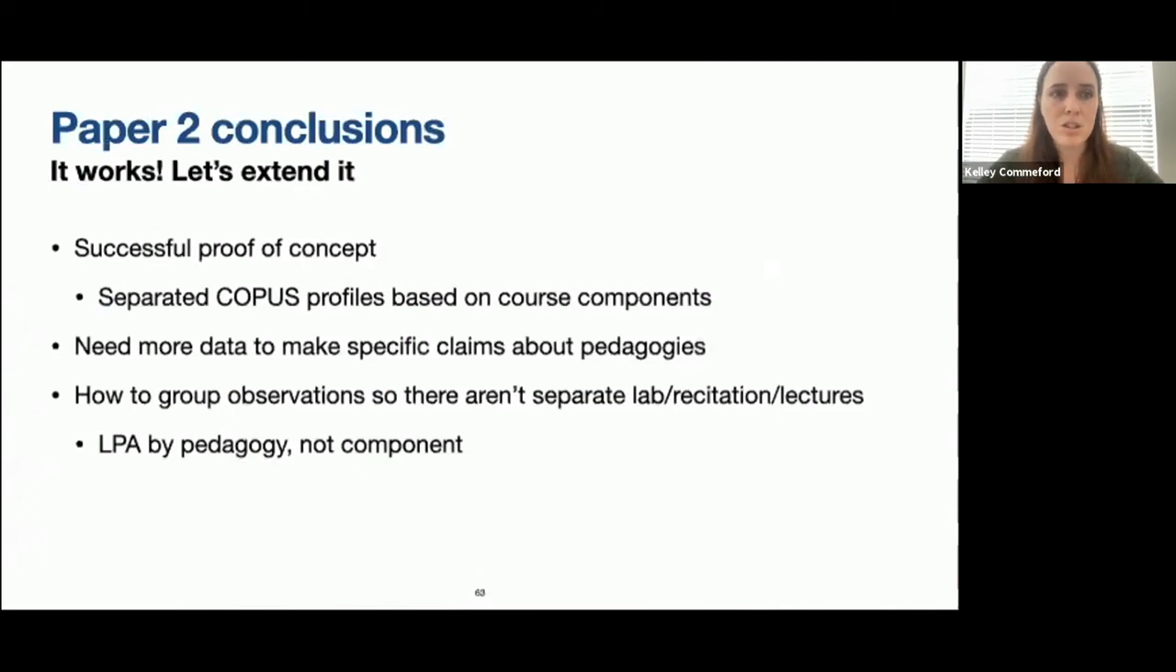So our paper 2 conclusion is that it works. Let's extend it. This was a successful proof of concept. It actually separated the COPUS profiles based on the course components. We still need more data to make specific claims about pedagogies as a whole. One of the issues that we ran into was that it separated by components, but we wanted to separate by pedagogy. So in order to do that, we need to think of a good way to group those COPUS profiles to really represent what this pedagogy looks like as a whole, instead of separate lecture, lab, recitation observations.